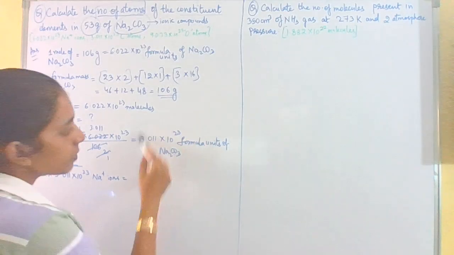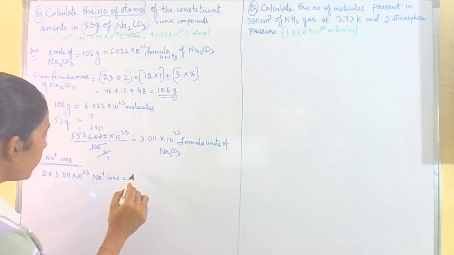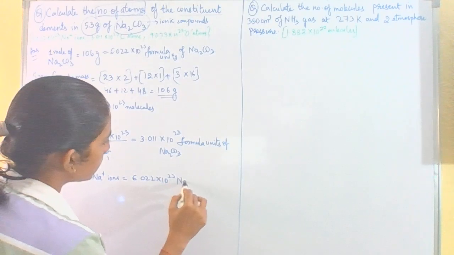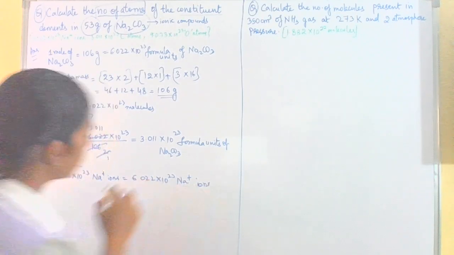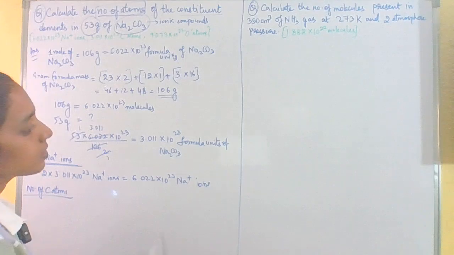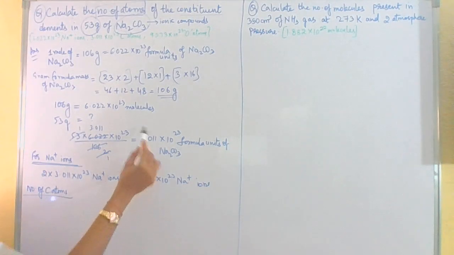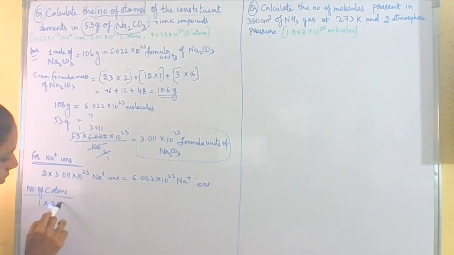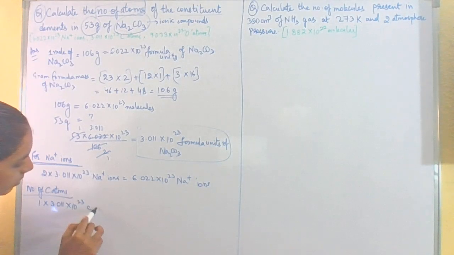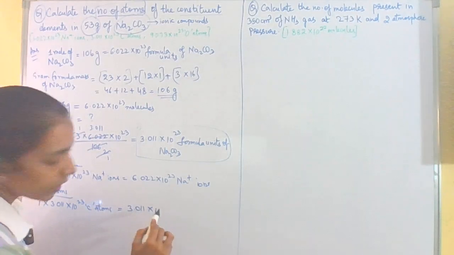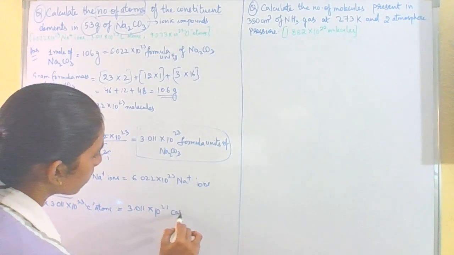Okay, in these many formula units of Na2CO3, we have 6.022 into 10 to the power 23 Na+ ions. Now, the number of carbon atoms. How many carbon atoms are present? 1. So you don't have to multiply anything here. Directly you can take 1 into 3.011 into 10 to the power 23 carbon atoms, which is equal to 3.011 into 10 to the power 23 carbon atoms.